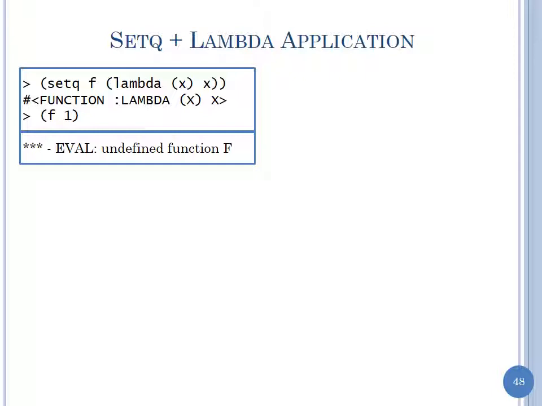Undefined function f. That's what you get in CLisp. In Andrew's code, you might get an exception, a stack trace. So what's going on here? Can we explain that based on what we've seen before?